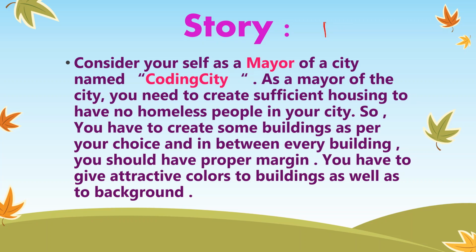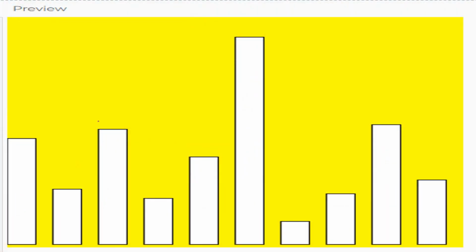You should have proper spacing. If this is building 1, then leave some distance, then the second building, then the same distance, then the third building, like this. And you can change the height of the building. If one is smaller, the next can be higher, then again smaller, as you want. Also you can give attractive colors to your buildings if you can, or you can give attractive colors to the background. So like this you have to give me.